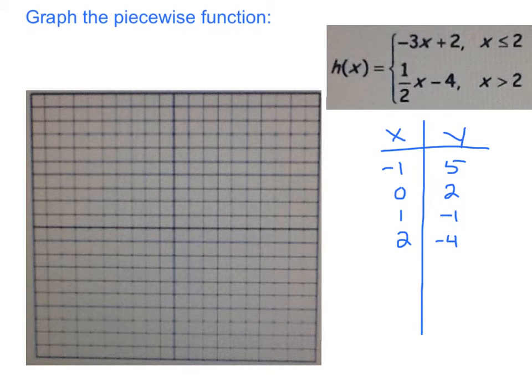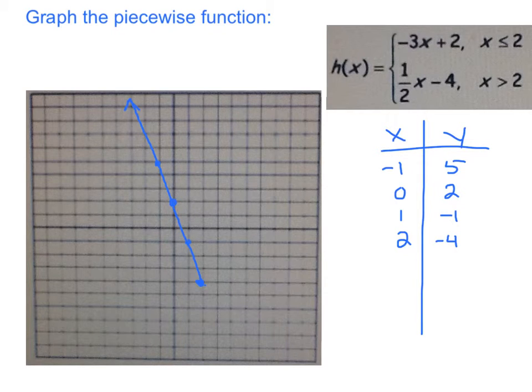Now I'm just going to plot those. We have negative 1, 5. We have 0, 2. We have 1, negative 1. And 2, negative 4. This is when x is less than or equal to 2. So this line is going to go to all the values that are less than, so it's going to go in that direction. And it's a closed circle because x is equal to or less than.